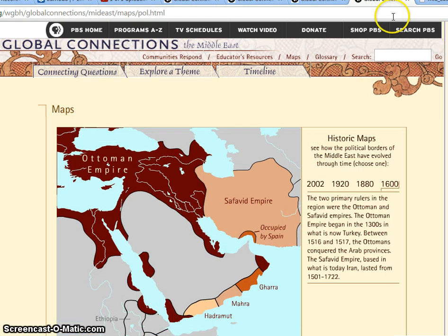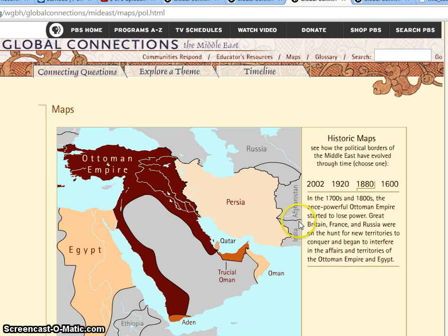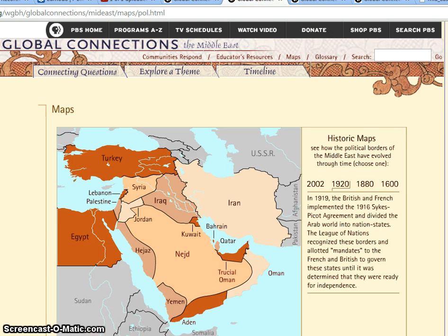Now, in this first map, we can see that the two dominant empires in the 1500s and 1600s were the Safavid Empire and the Ottoman Empire. And then if we move over to the 1700s and 1800s, we see that the Persian Empire, Ottoman Empire, and Egyptian Empire dominated.